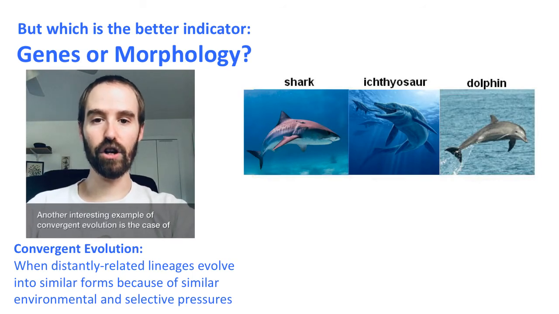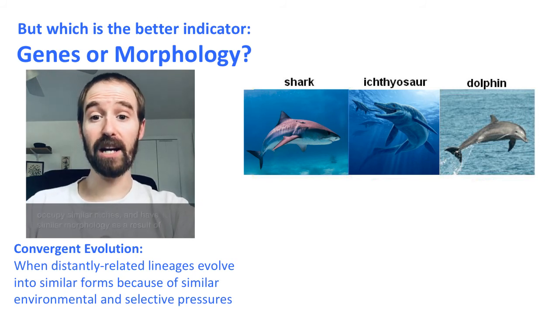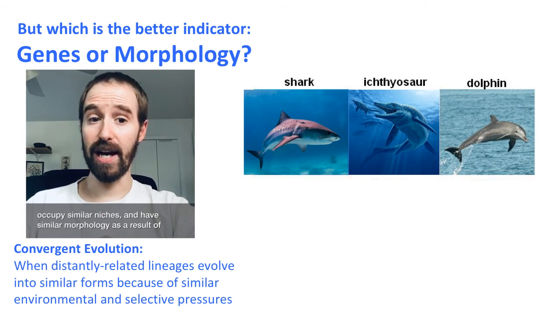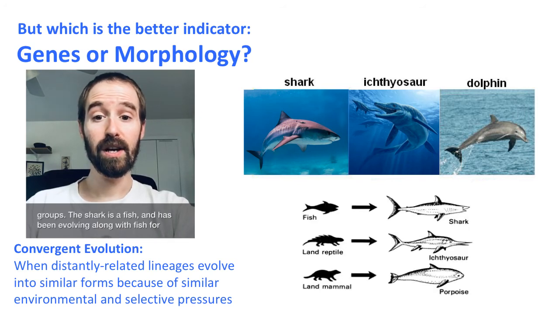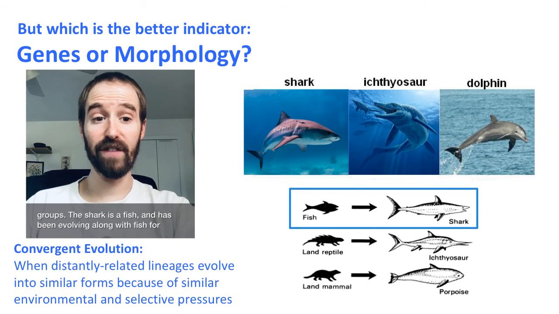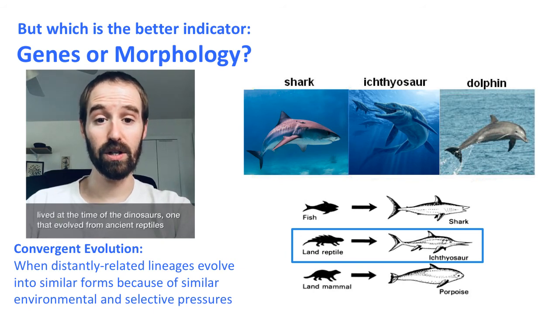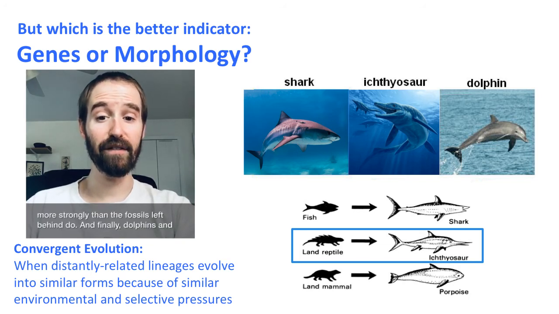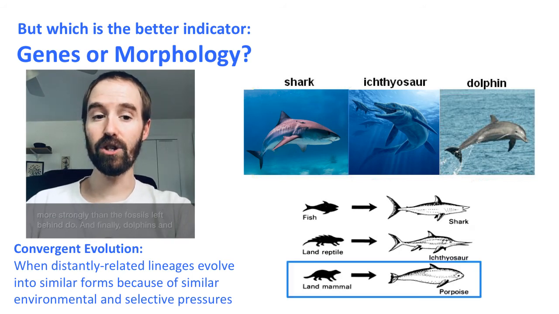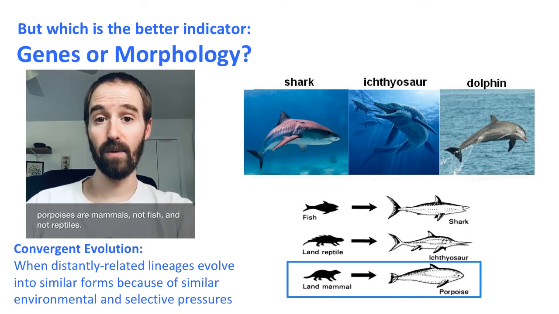Another interesting example of convergent evolution is the case of sharks, dolphins, and ichthyosaurs. All three live in the ocean and occupy similar niches, and have similar morphology as a result of similar selective pressures. But they belong to very different evolutionary groups. The shark is a fish and has been evolving along with fish for millions of years. The ichthyosaur was an ocean-dwelling reptile who lived at the time of the dinosaurs, one that evolved from ancient reptiles living on land. It is most definitely not a fish, even if it looks like one. And if it was alive today, genetic analysis would reveal this difference even more strongly than the fossils left behind do. And finally, dolphins and porpoises are mammals, not fish, and not reptiles.